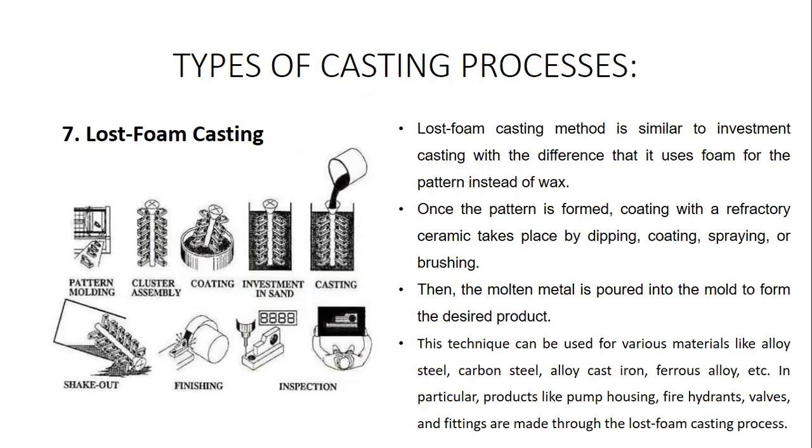Next type is lost foam casting. Here, foam is the material that is used for preparing the mold. The types of alloy that can be processed for making the final components are, say, steel, carbon steel, alloy cast iron, ferrous alloy, etc. Using this, we can create final end items like fire hydrants, valves, and fittings. These products can be manufactured through this foam casting method.